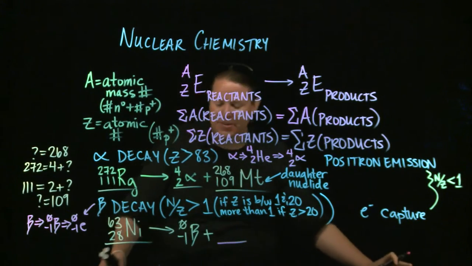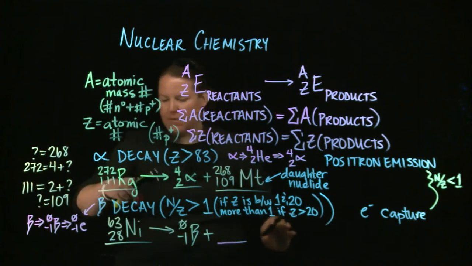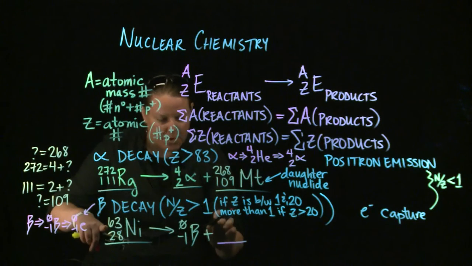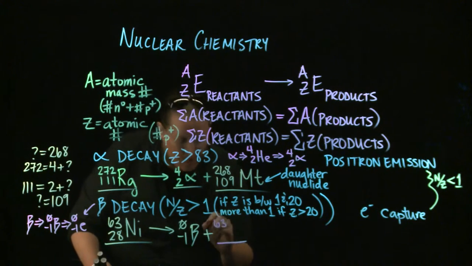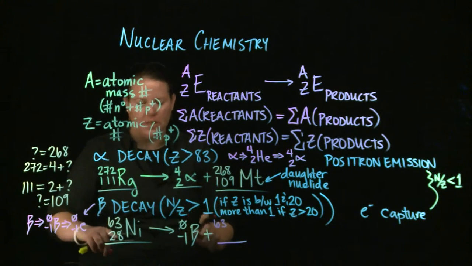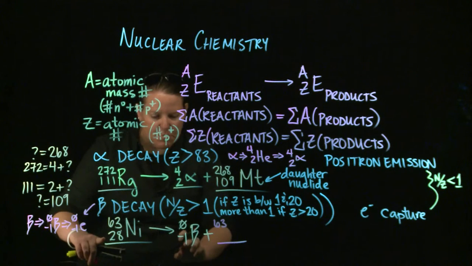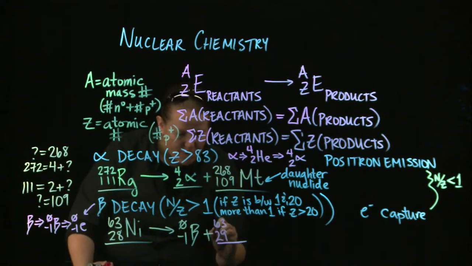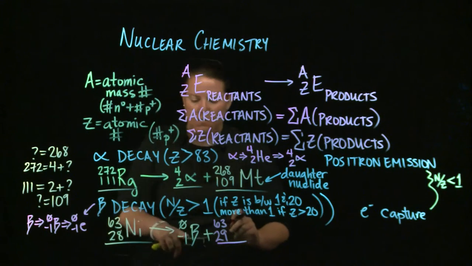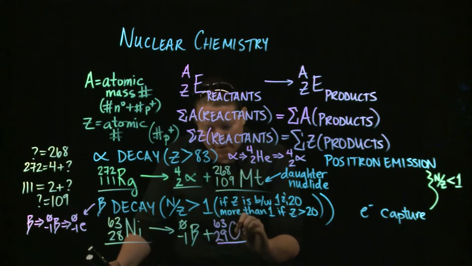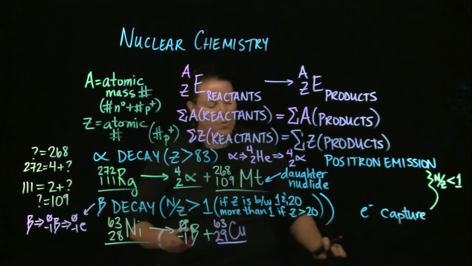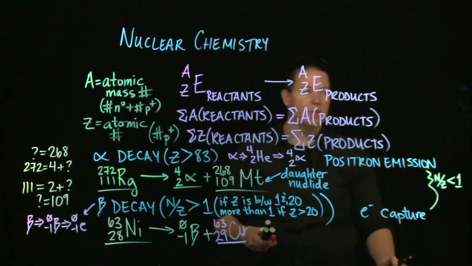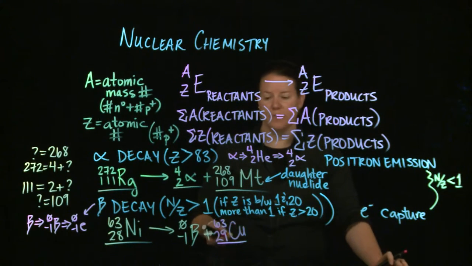So what am I going to do here? I'm going to do the same thing I did up here, right? So 63 has to equal 0 plus some number. 63 plus 0 equals 63. And what number plus minus 1 equals 28? Well, that's subtracting out a 1, right? So 29 minus 1 equals 28. And we know that when we have an atomic number equal to 29, that's actually copper.